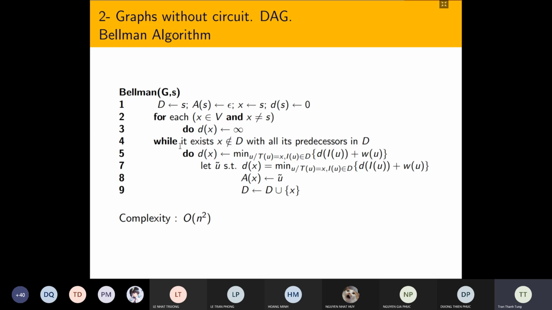Now, what we can do, say, try to read it. What does it mean? Why it exists, and X is not in the set here with all of its predecessors in D. What is it? What does it mean by that? Hello everyone. What does it mean by this statement at line number 4?